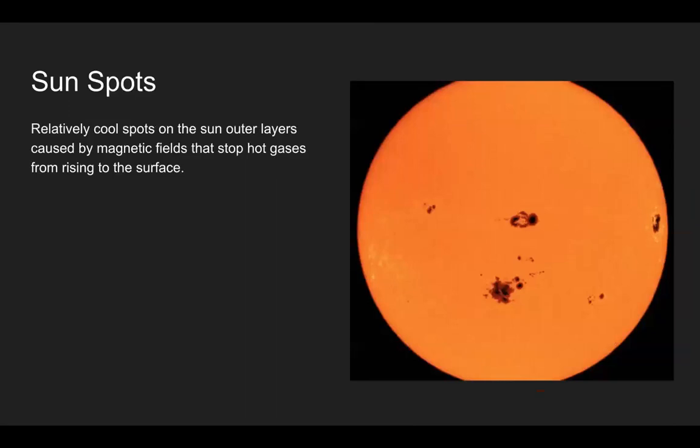Sunspots. Sunspots are relatively cool spots in the sun's outer layers caused by magnetic fields that stop hot gases from rising to the surface. What happens is the sun is fluid, so its equator and its poles spin at different rates. So it creates different magnetic fields, which result in sunspots. And the sun, again, is fluid, so sunspots will move around and they typically cluster. And they're typically twice the size of Earth, and they last about a week. I thought they looked pretty small, but they're actually really big, which I thought was interesting.